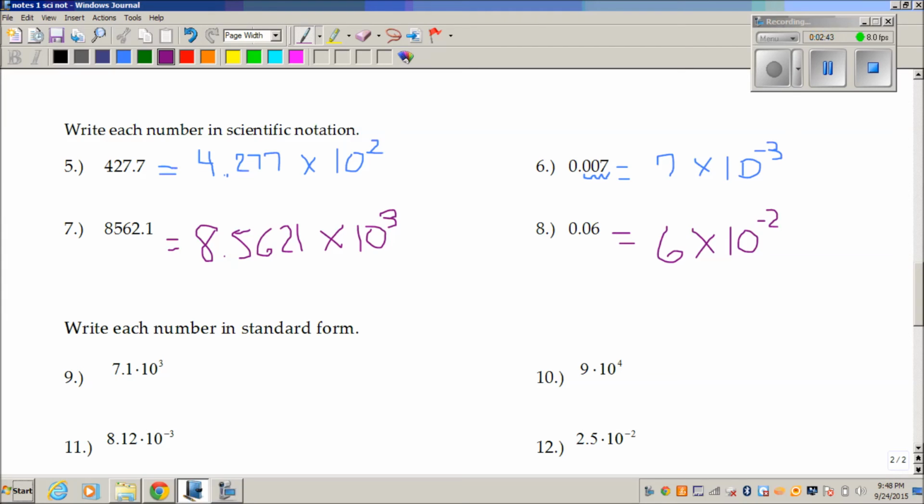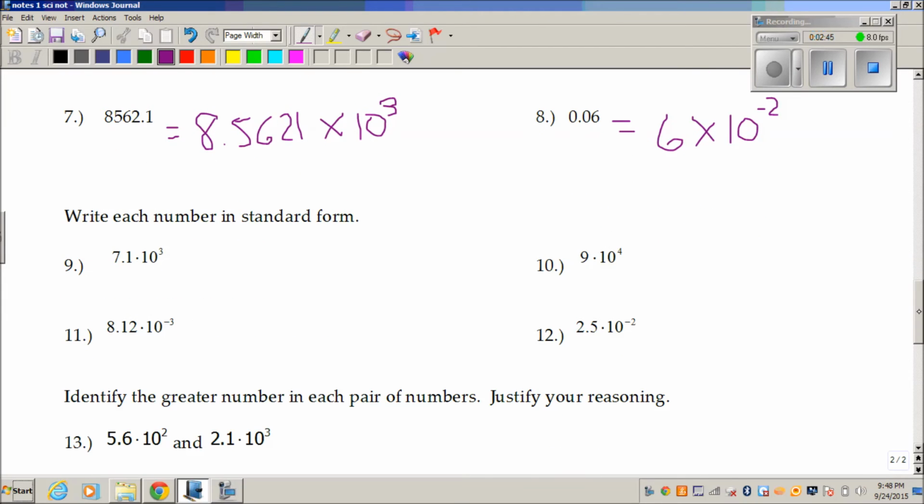Okay, so now in the next set of exercises, we're going to try putting the number back in standard form. It's already in scientific notation. We're going to put the number back in standard form. So the way I do that is I'm going to write the number 7 in the digits 7 and 1.